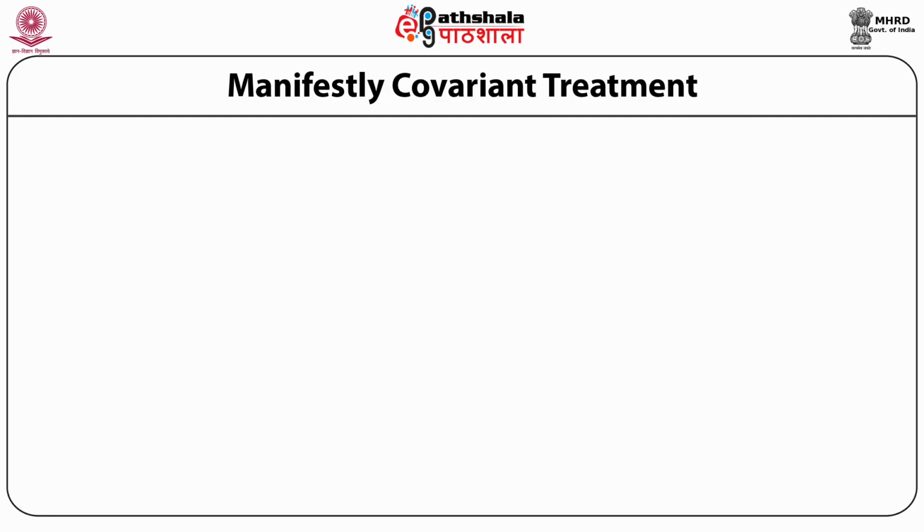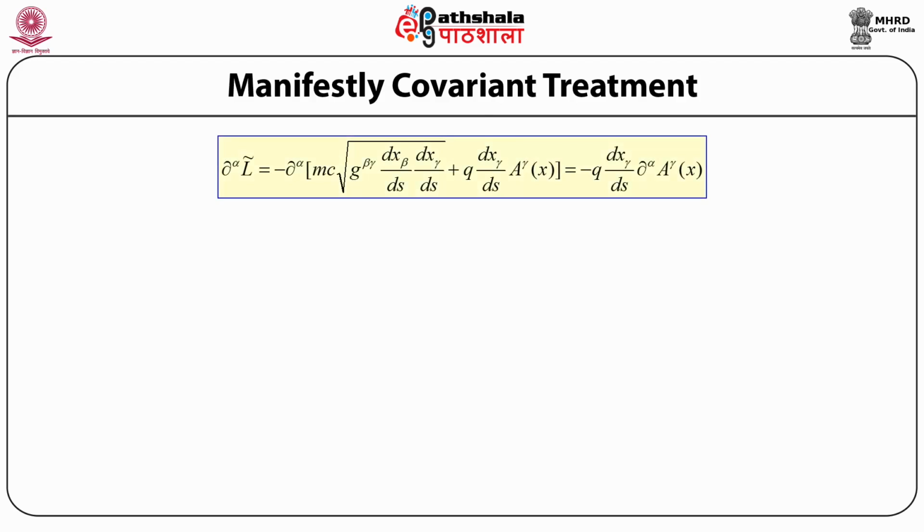The second term is ∂_α L, which is equal to minus ∂_α of mc into the square root of g_βγ (dx^β/ds)(dx^γ/ds), plus q (dx^γ/ds) A_γ(x), equal to minus q dx^γ/ds ∂_α A_γ(x).